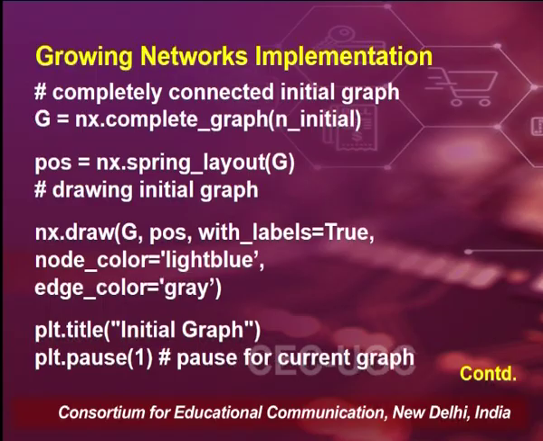So, nx.complete_graph. Nx here is the reference to the NetworkX library. We are calling the complete_graph method from the NetworkX library and giving it the initial number of nodes, which in our case is 3, and then we are also giving a kind of positioning. There could be different types of positioning libraries. We are using the Spring layout here.